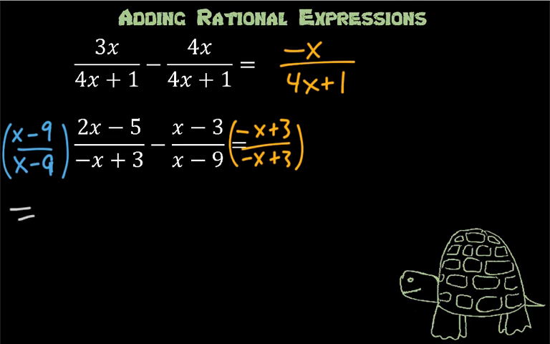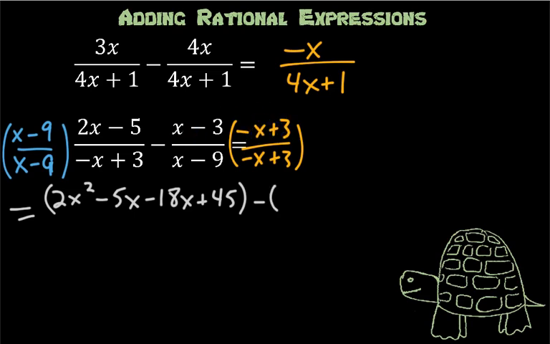Using FOIL up here, we have x times 2x is 2x squared. X times negative 5 is negative 5x. Negative 9 times 2x is negative 18x. And negative 9 times negative 5 is positive 45. Now I'm going to take all that and I'm going to subtract the result of foiling this.